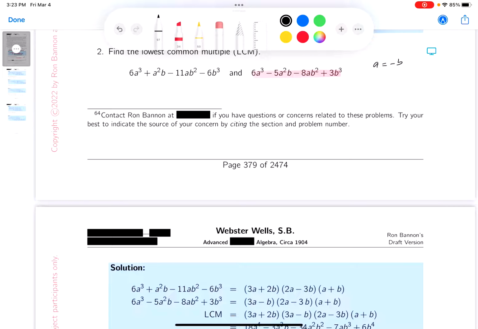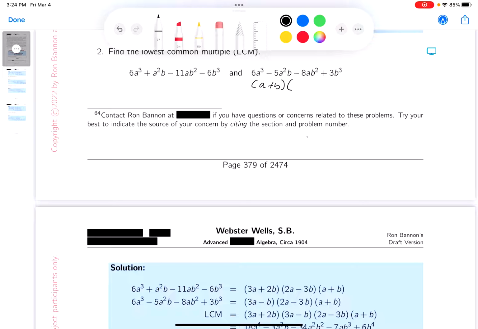What are you going to get here? Minus 6b cubed. And then it's going to be minus 5b cubed. Then it's going to be plus 8b cubed plus 3b cubed. Well, what do you get? You get minus 11, these are all b cubes, by the way, plus 11, which is 0. A success. Let me erase this now. I have a success here. If a equals minus b, I know a factor. The factor would be a plus b.